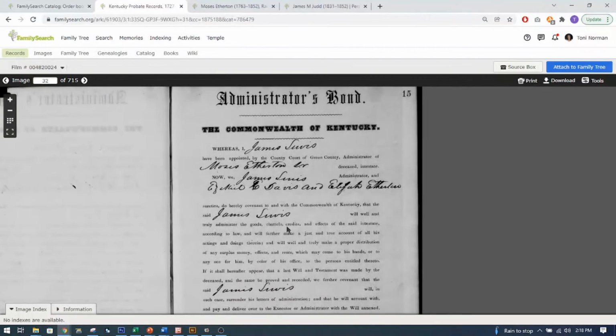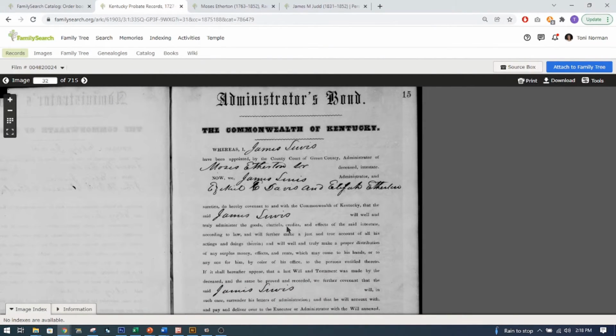I don't know a whole lot about administrative bonds, but money is put up that everything will be cleared up. I guess if I read all of this, truly administrator of the goods shall tell his credits and effects of the said intestate according to the law, and will further make and just and true accounts. So they're just saying they're putting up money, there's court costs, that this estate will be settled, and that they'll bring it to court and show how it was done.